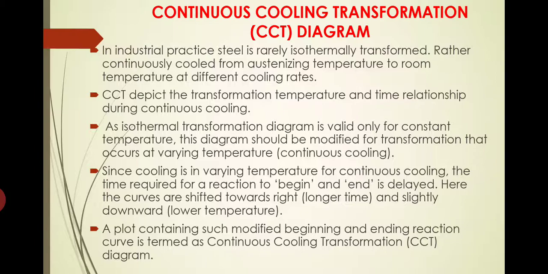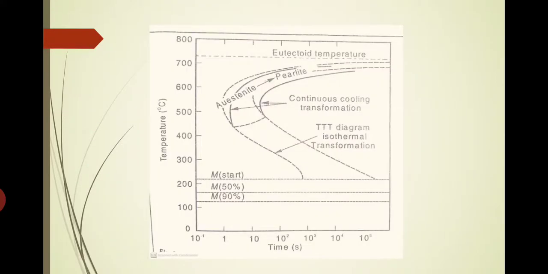See, the time required for the reaction to begin and end is delayed. If the beginning of the transformation is delayed, a corresponding delay will be there in the final ending of the transformation also. So what will be the final products? That depends on the cooling rate. If the cooling is slow, we will have coarse pearlite as the product. That will be around 700, say above 700 degrees Celsius, where we will get coarse pearlite.